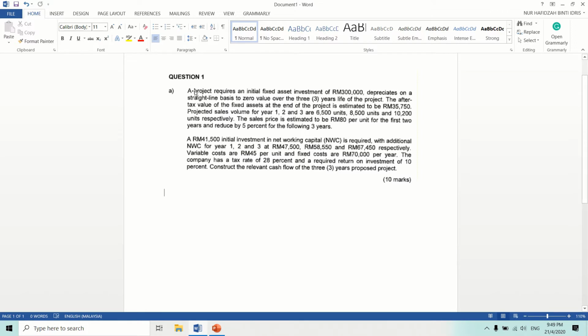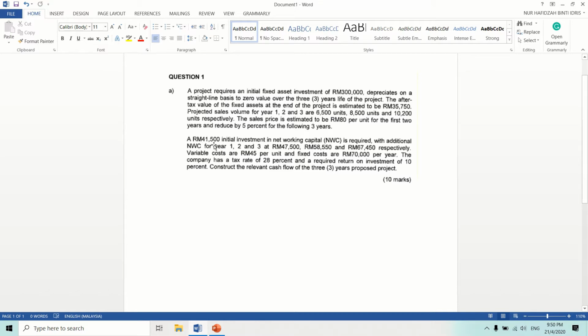Question 1, December 2019. A project requires an initial fixed asset investment of 300,000 ringgit, depreciated on a straight line basis to zero value over the 3 year life of the project. The after-tax value of the fixed asset at the end of the project is estimated to be 35,750. Projected sales volume for year 1, 2, and 3 are 6,500, 8,500 units, and 10,200 units respectively. The sales price is estimated to be 80 ringgit per unit for the first 2 years and reduced by 5% for the following 3 years.